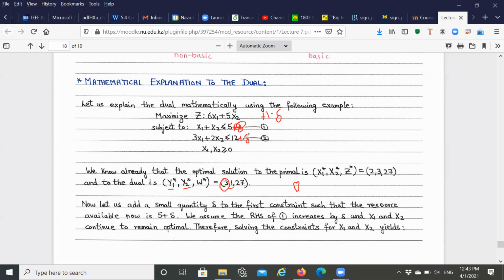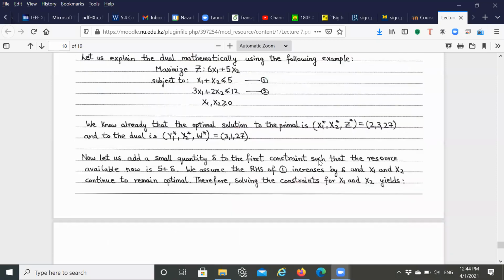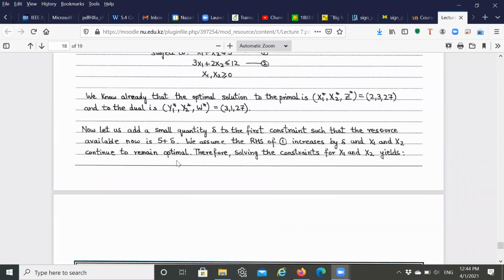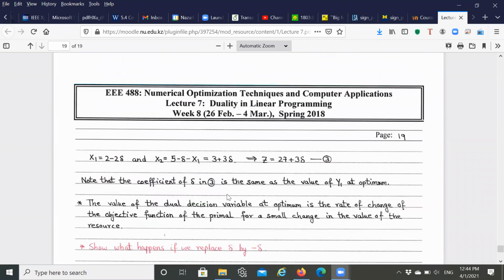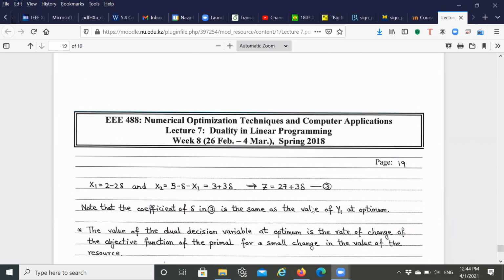How about if instead of plus, I write minus? 5 minus delta. What would happen? Instead of this, I've just written 5 minus delta and I solve those things. So will I get minus 3 delta? I think no. I think yes. Really? Try.